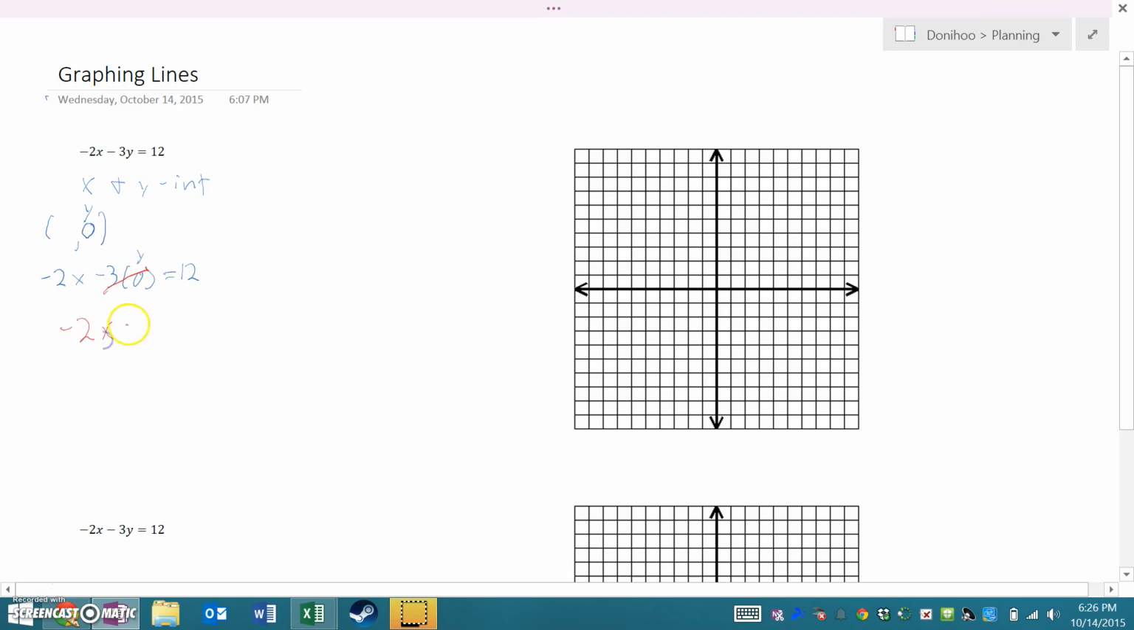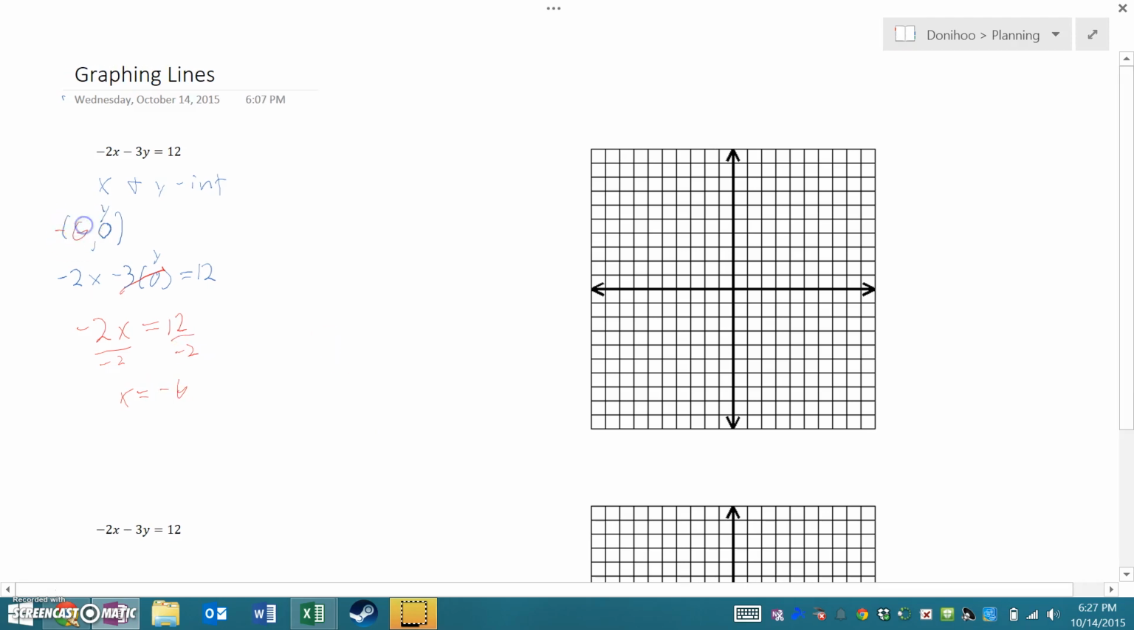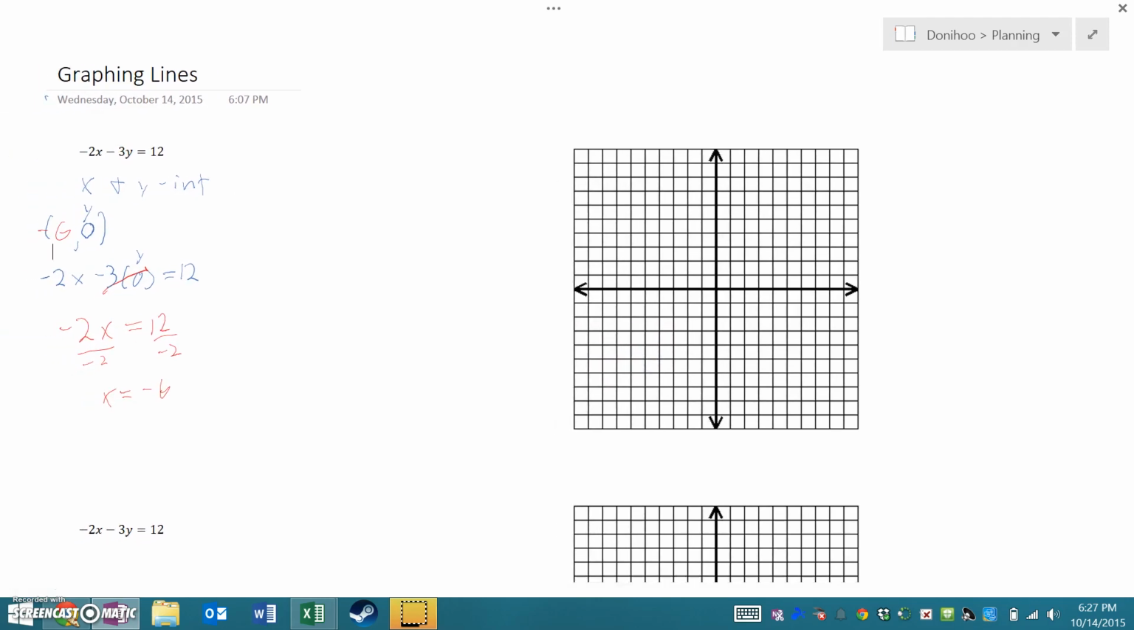Now this makes things a lot easier because having that 0 there means that that term is gone. Okay, negative 2x equals 12. Well, what's the x value then? If I divide by negative 2, that would be a negative 6. Cool, so there's the x value for my x-intercept.